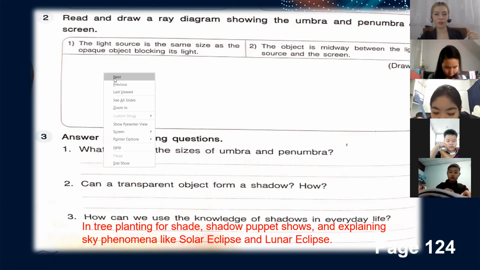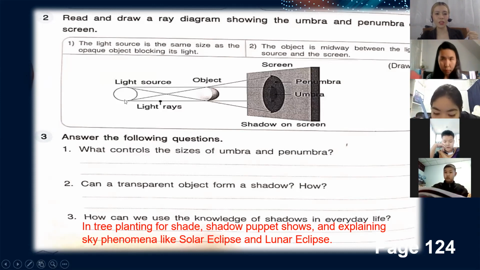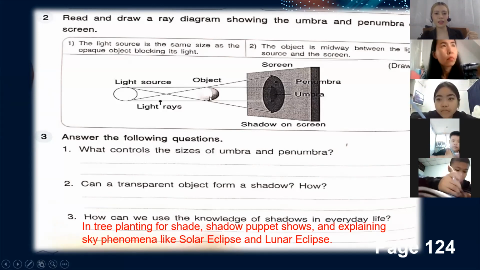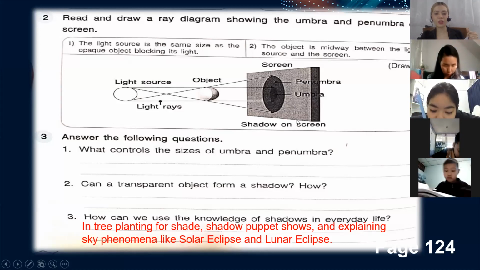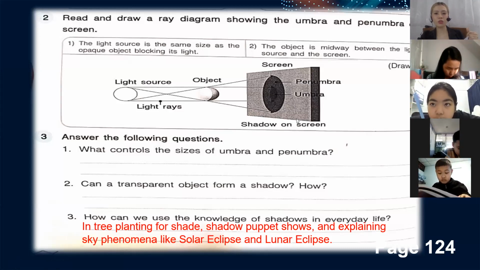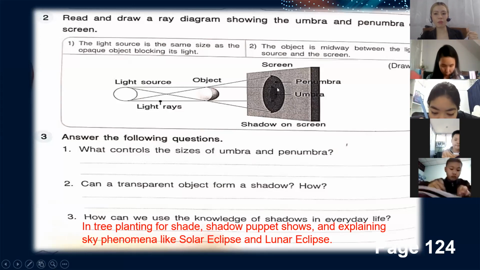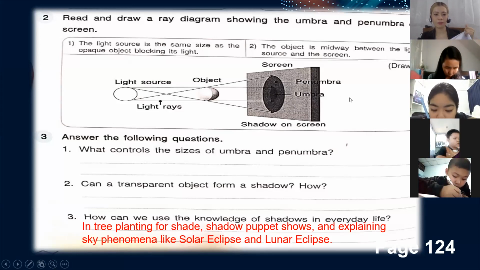Okay, let me show it for you. You draw a light source and object with the same size, and the object is midway between the light source and the screen. And on the screen, you draw two shadows, the umbra and penumbra.